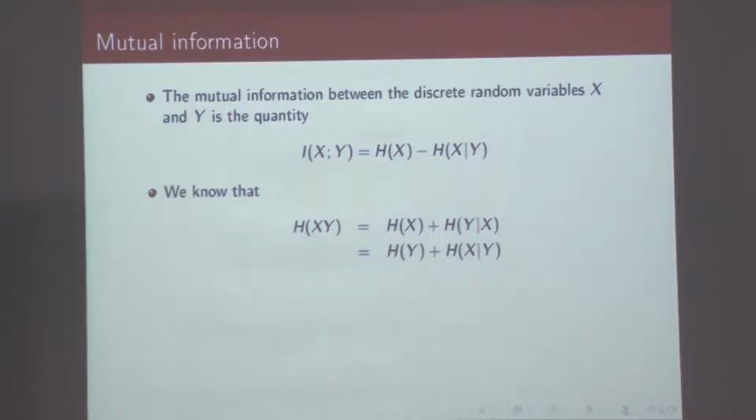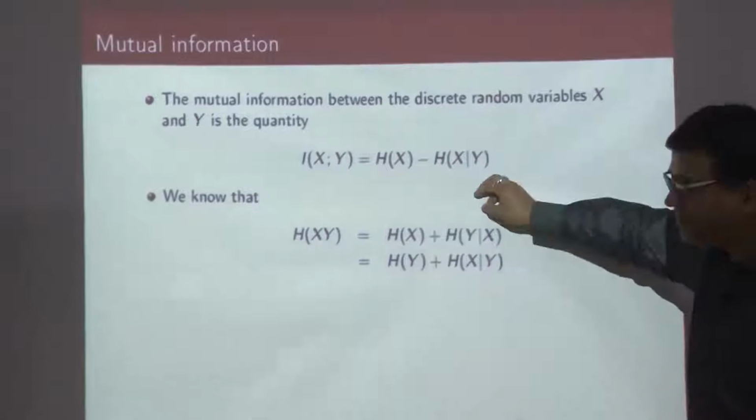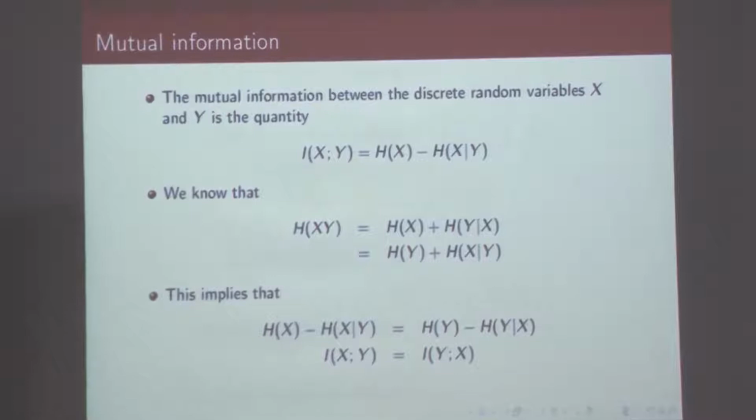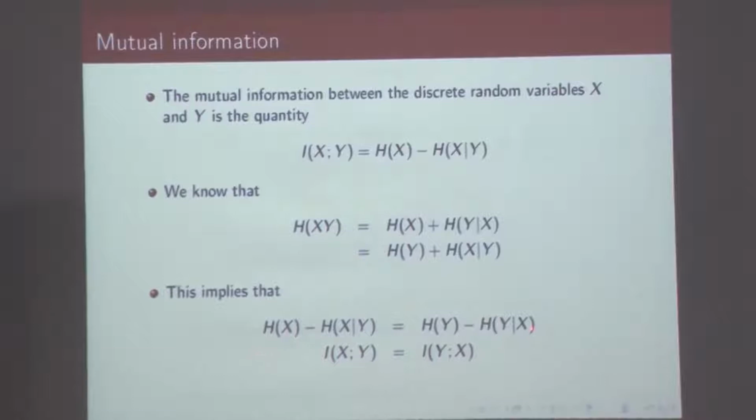Now these two are the same. You bring this here, you bring this here, you get this. So this is mutual information between X and Y, mutual information between Y and X. So what we have shown is whatever information Y conveys about X, the same information X is conveying about Y. So I can write mutual information as H of X minus H of X given Y, or H of Y minus H of Y given X. Is the definition of mutual information clear?